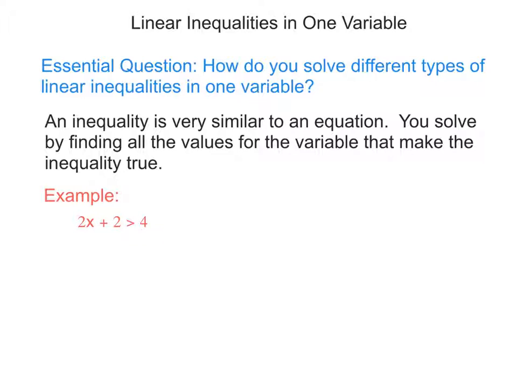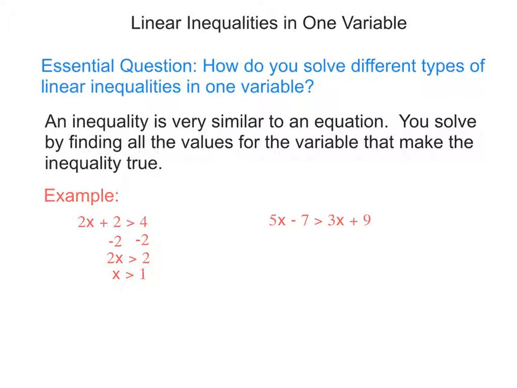So let's say we've got 2x plus 2 is greater than 4. How do we go about solving this? Well, initially we're going to treat this exactly the same way we would if this were an equation. We're going to start by subtracting 2, then we're going to divide by 2. So by the steps you can see that we come down to x being greater than 1.